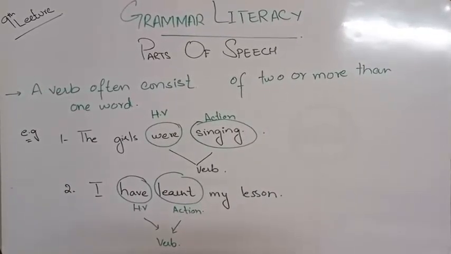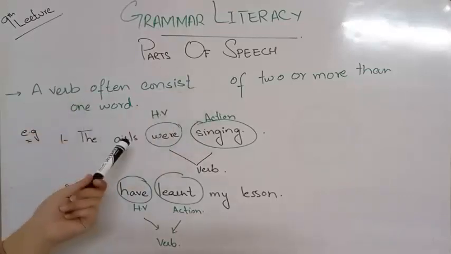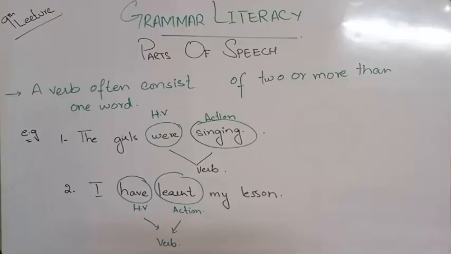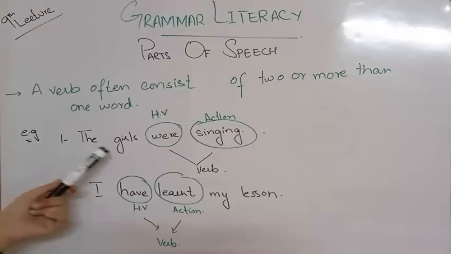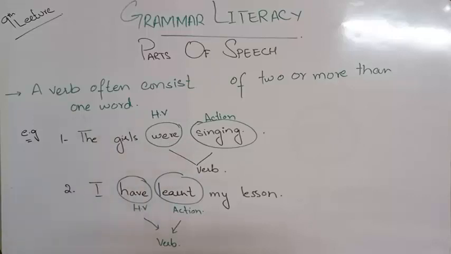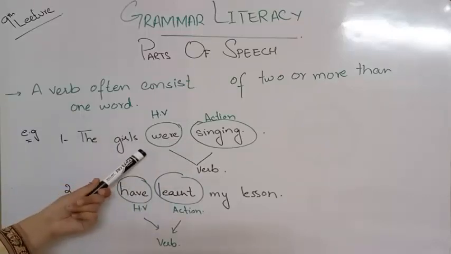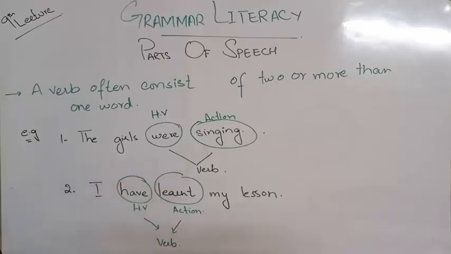Alright, the third important point is, a verb often consists of 2 or more than 1 word. You have 2 words or more than 1 word. There may be some more verbs in a single sentence. Let's look at the example so that things will be clear for us. The girls were singing. Here there are 2 verbs. One is the helping verb, one is the action verb.